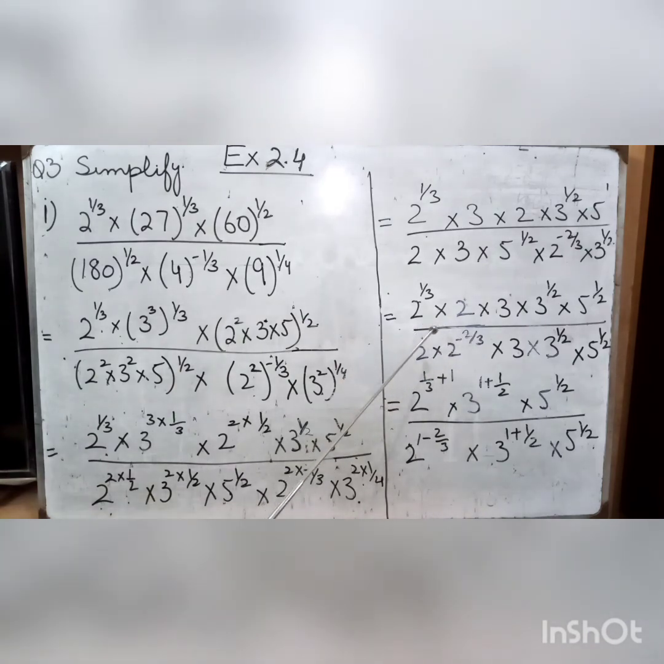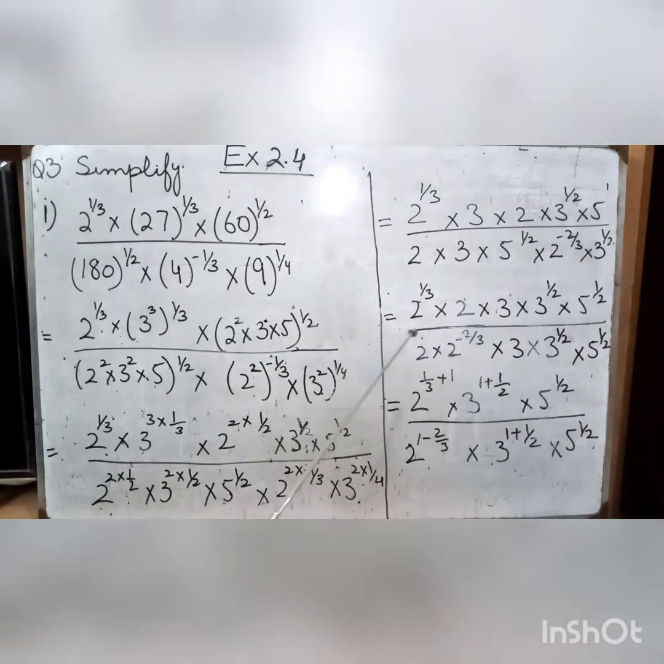Then we have 2 raised to power 1/3 multiplied by 2 multiplied by 3 multiplied by 3 raised to power 1/2 multiplied by 5 raised to power 1/2, over 2 multiplied by 2 raised to power -2/3 multiplied by 3 multiplied by 3 raised to power 1/2 multiplied by 5 raised to power 1/2.